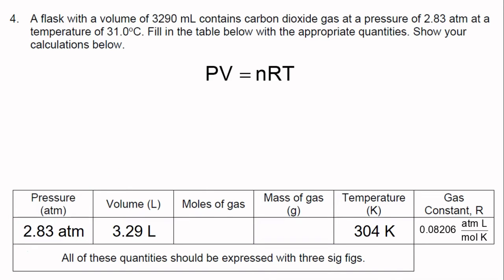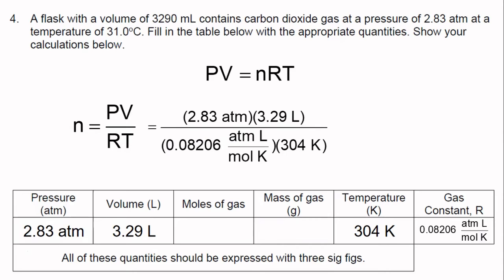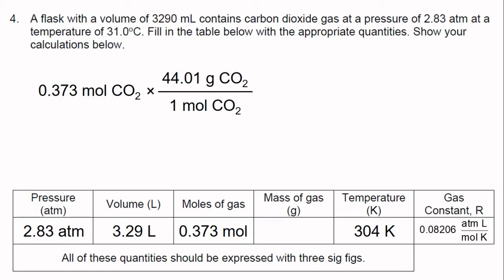PV equals nRT. We're solving for n, number of moles, which is equal to pressure times volume divided by the product of R times T. And we get, rounding off to 3 significant figures, 0.373 moles of carbon dioxide gas. Now, to figure out the number of grams, we simply multiply moles by the molar mass, and the molar mass of CO2 is 44.01 grams, and we get 16.4 grams of carbon dioxide.